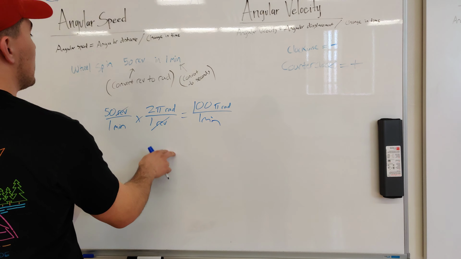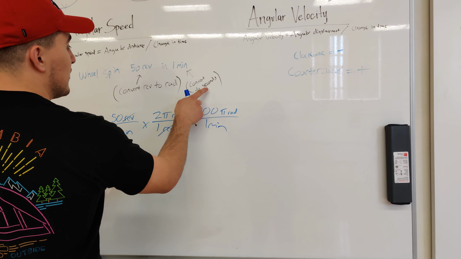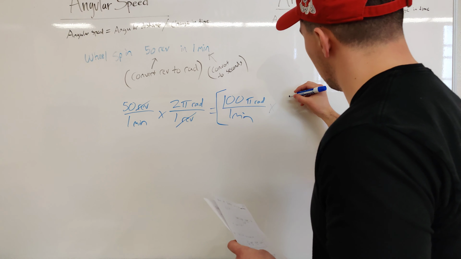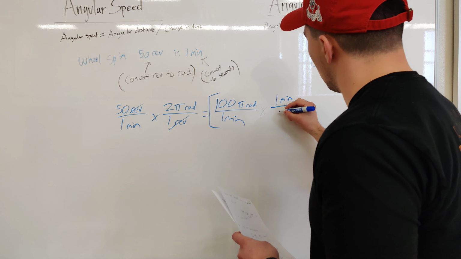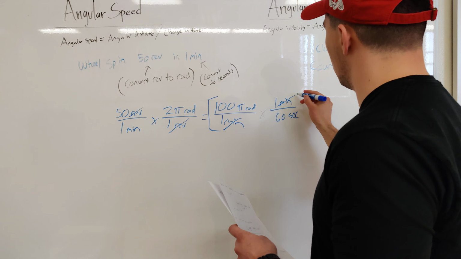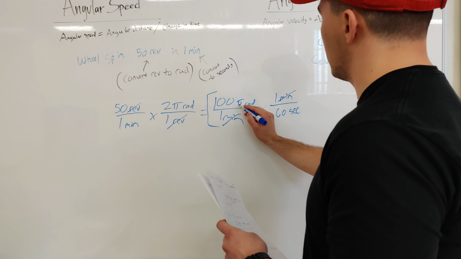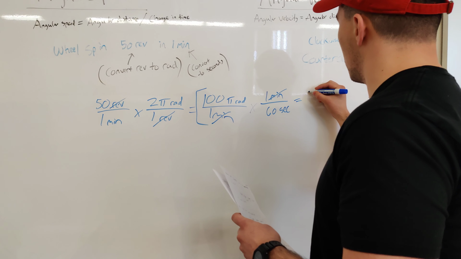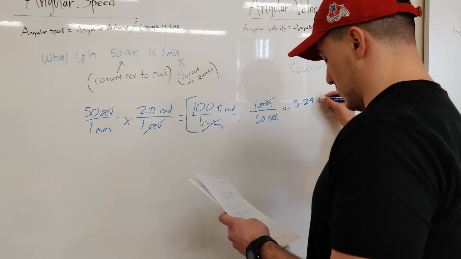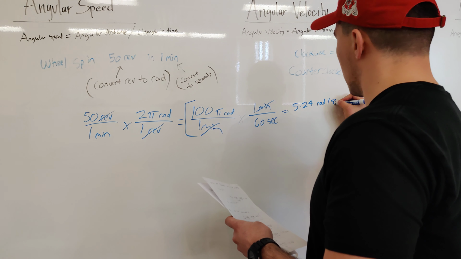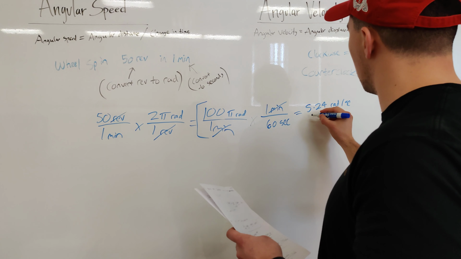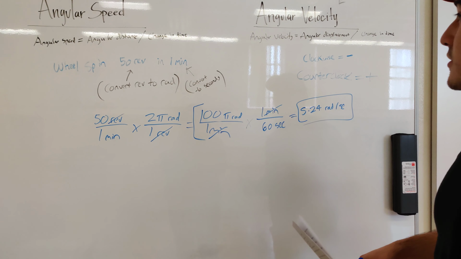Okay, so now we converted our revolutions to radians. Now we have to convert our minutes to seconds. So let's start a new equation with this problem. So now we have 1 minute over 60 seconds. Okay, these cancel out. Move over to multiply 100 times pi, which would equal, let's see, 5.24 radians per second. Just make sure once you multiply 100 times pi, you also divide it by 60 seconds. And then you'll have your total angular speed.